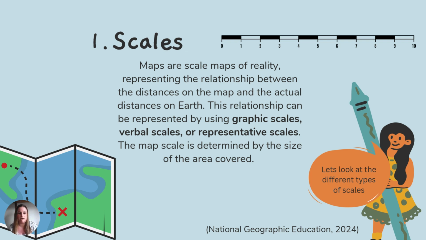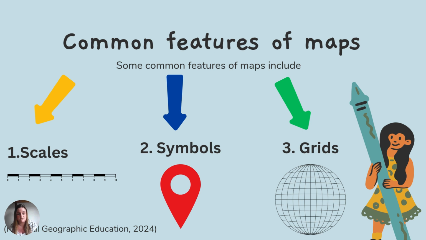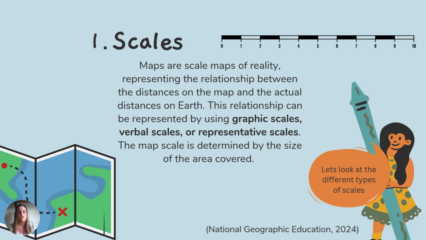Now let's have a look at our scale. Like I said, the maps include the scales, so let's firstly look at scales. Maps are scale models of reality, representing the relationship between the distance on the map and the actual distance on Earth. So, wow, that was a mouthful.